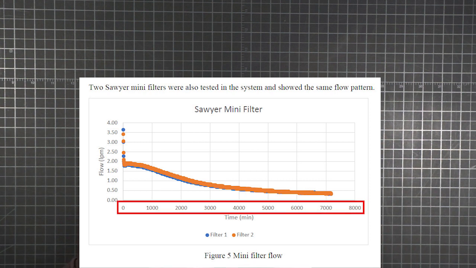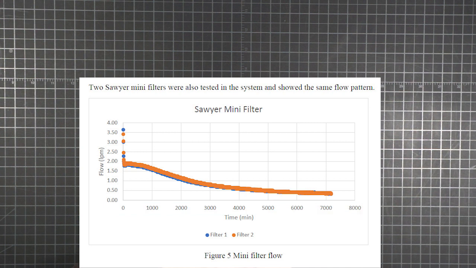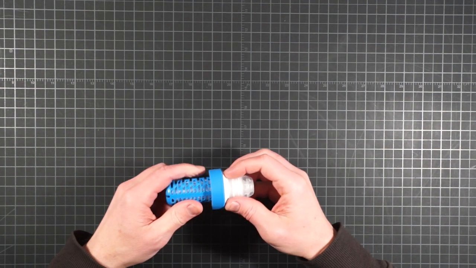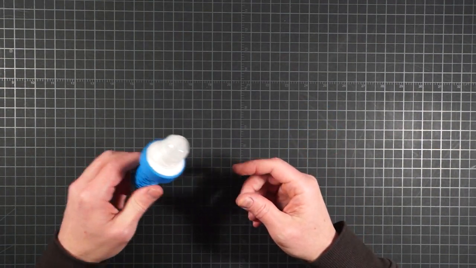Also, take a look at the horizontal scale of this graph. Each line represents 1,000 minutes of flow time. For that entire first kilominute, it looks like you're averaging about 1.75 liters per minute. And that means by the time you hit this line, you've filtered about 1,750 liters of water. Well, according to Katadyn's own spec of up to 1,000 liters depending on water quality, a BeFree would already be trash by now. Well, let's be skeptical for a minute.